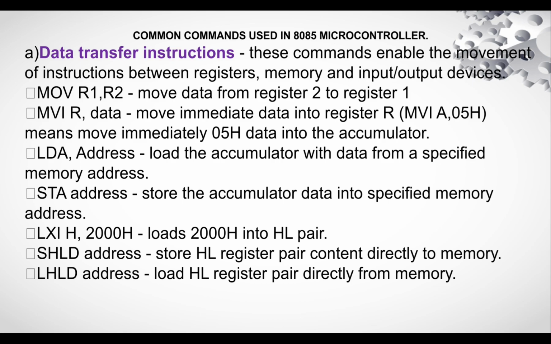I have class A, which is data transfer instructions. If you look at my description, it says these commands enable the movement of instructions between registers, memories, and input or output devices. They just necessitate the movement of instructions or data between the devices that are involved. More examples of data transfer instructions include MOV R1, R2. You always have to remember when reading a code or a command, you always start from the right going to the left.